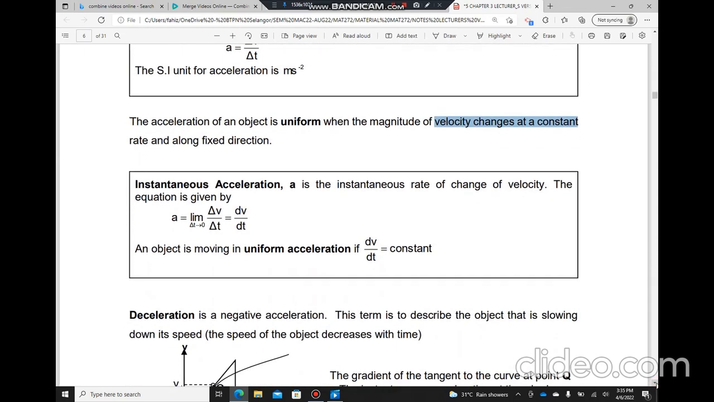Okay, instantaneous acceleration. A is the instantaneous rate of change of velocity. The equation is given by, yang ni macam tadi, maknanya kalau dia ada rate tertentu kan, rate of change of velocity, kalau dia ada masa tertentu. So for example, this one, limit delta t approach 0, delta v over delta t equals to dv dt. An object is moving with uniform acceleration if dv dt equals to constant. Maknanya dia pecutan dia seragam kalau dv dt adalah constant, laju dia adalah constant.